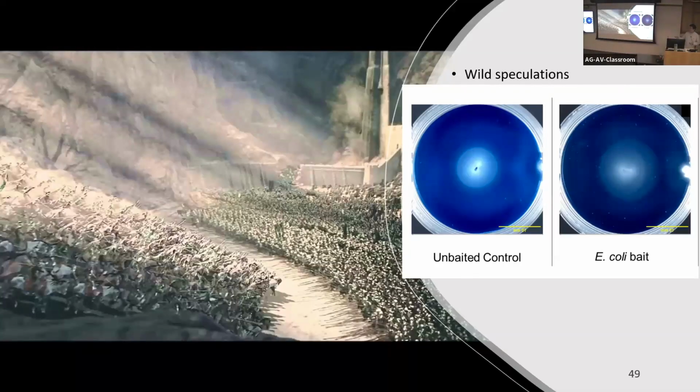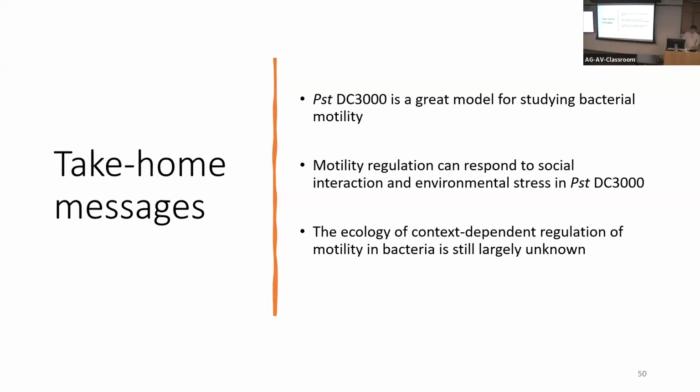But again, this is just fascinating. I've been looking at this and thinking about this for the last 6 years, and we still haven't cracked it yet. So as a summary, I hope those materials have piqued your interest in motility in our very closely studied DC3000 bacteria. I hope that helps you appreciate that motility regulation can respond to social interactions as well as environmental stress. And there's a lot more ecology to be studied in this system.